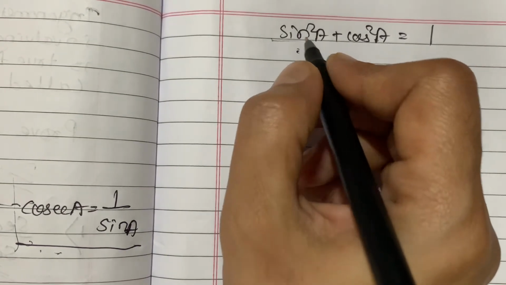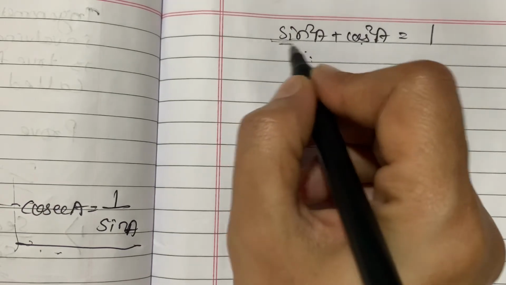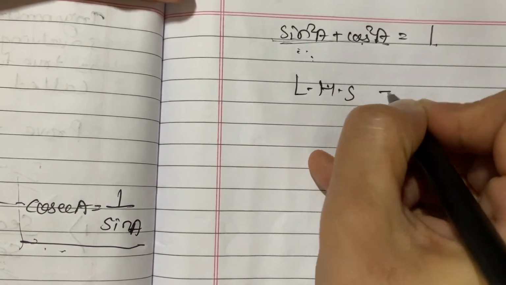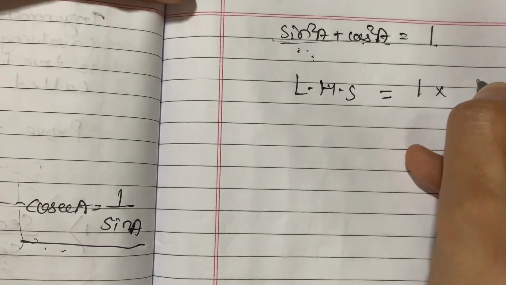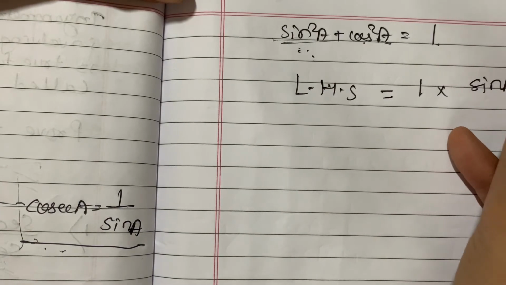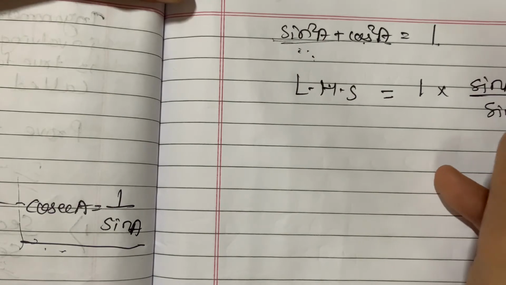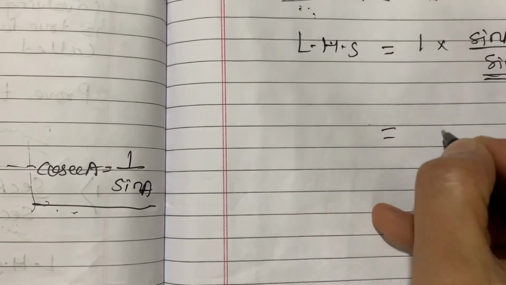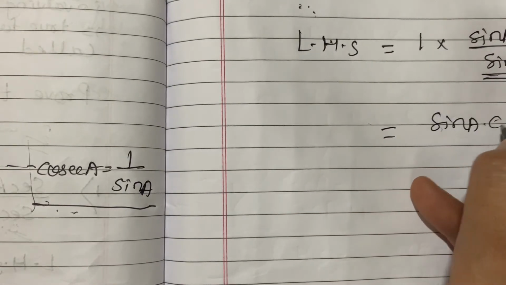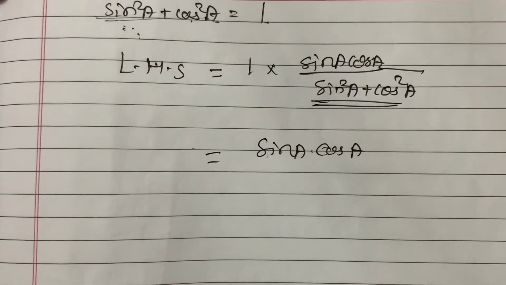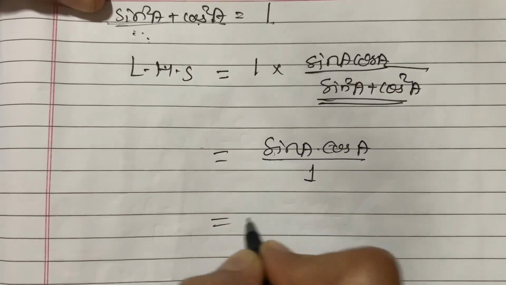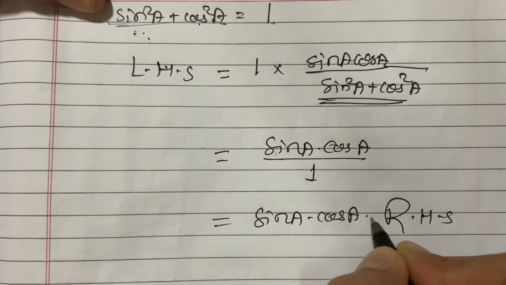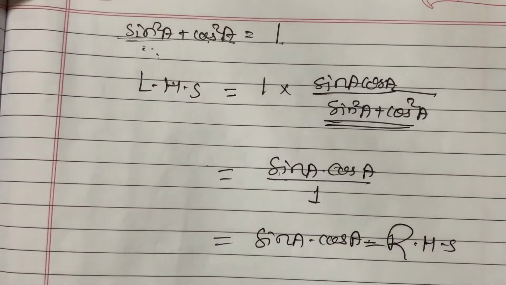In that, the first formula is, whenever there is sin square A plus cos square A, you can replace it by 1. So we started from LHS, which is 1 multiplied by sin A into cos A upon sin square A plus cos square A. In place of sin square A plus cos square A, we'll put 1. So this is sin A into cos A upon 1, which is sin A cos A, which is RHS. So LHS is equal to RHS. Understood?